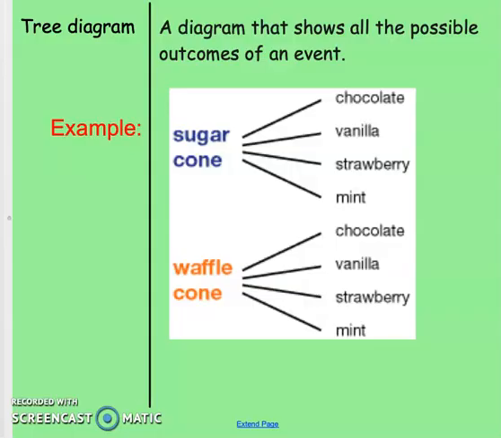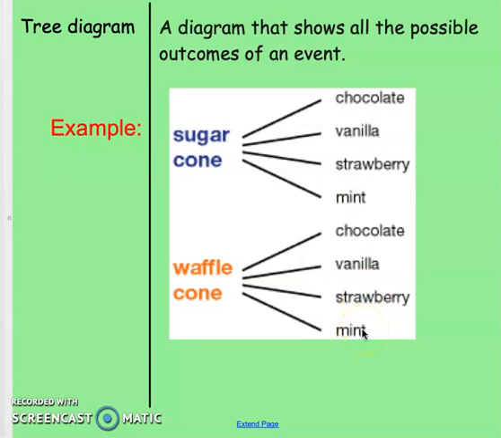Okay, so here's an example of a tree diagram like the ones you were doing in the last lesson. And in this example, we're going to make two choices. We're going to choose either to get a sugar cone or a waffle cone. So there's two possibilities there. Or we're going to choose to get chocolate, vanilla, strawberry, or mint ice cream. So for each one of these choices, we have those 4 possibilities for ice cream. And if we look at the tree diagram, we see that we have a total of 1, 2, 3, 4, 5, 6, 7, 8 possibilities.